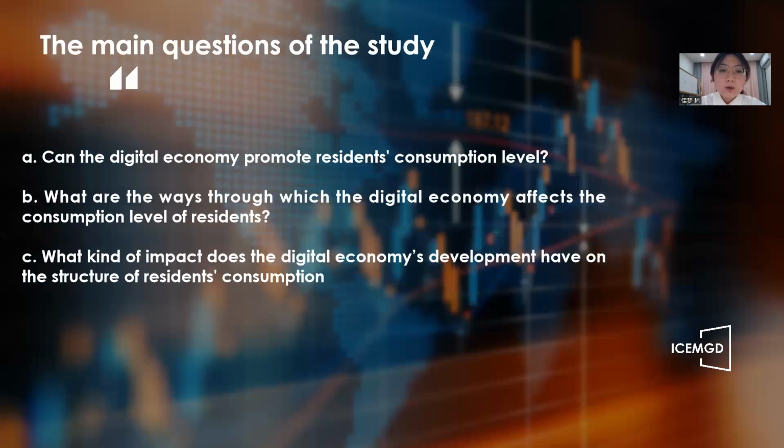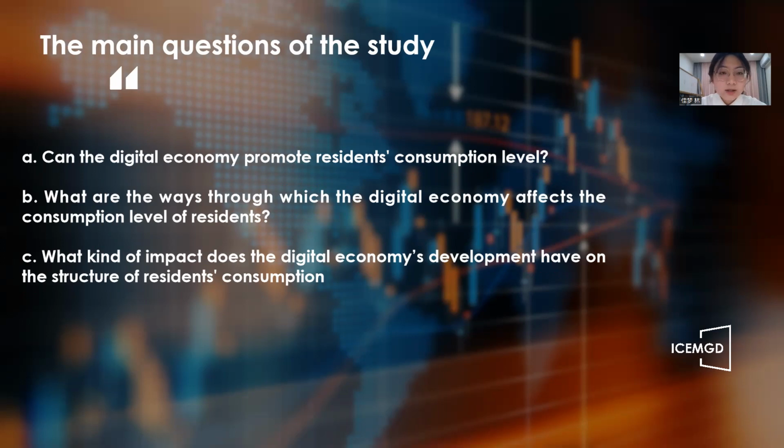The main questions of the study are these 3. The first one is, can the digital economy promote residents' consumption level? The next one is, what are the ways through which the digital economy affects the consumption level of residents? The last one is, what kind of impact does the digital economy's development have on the structure of residents' consumption?